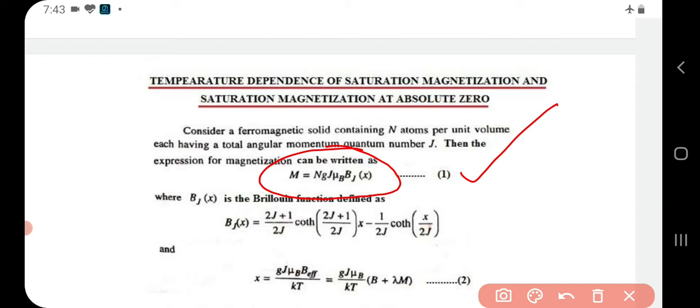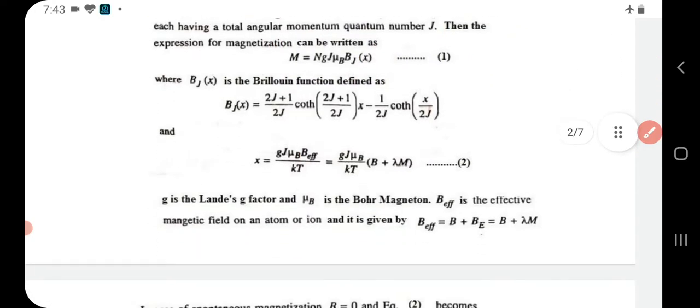Now here B_J(x) is a Brillouin function. It is given by this expression, and here you can see an x. It is given by this expression, where B effective is equal to B plus lambda M. B effective is nothing but the effective magnetic field on an atom or ion. It is given by B effective is equal to B plus B_E, or B plus lambda M.